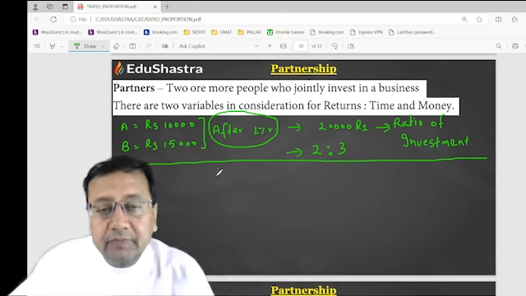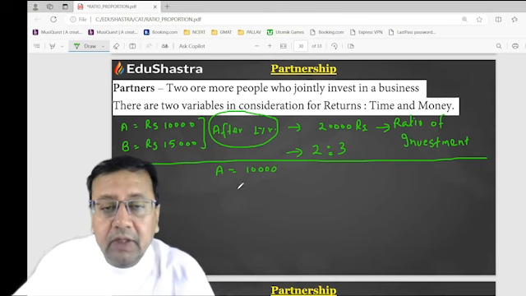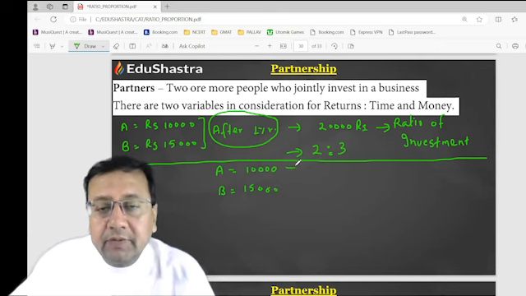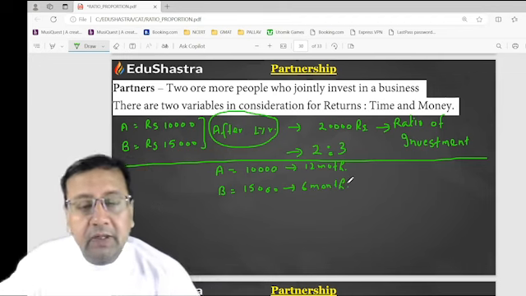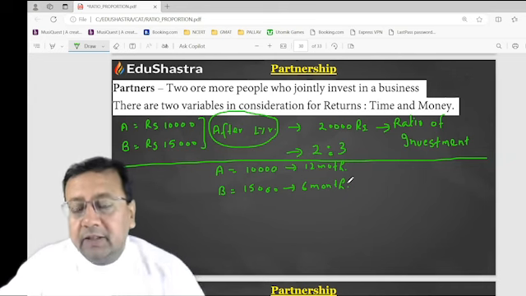If I say A is taking up 10,000 and B is taking up 15,000, but A is putting the money for 12 months and B is putting the money for 6 months, now tell me, in what ratio will they divide the money?